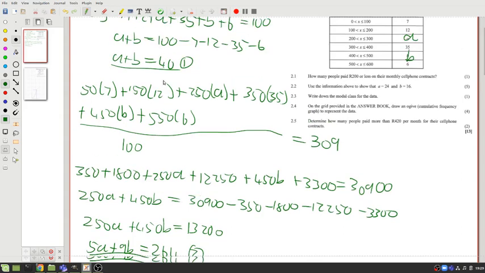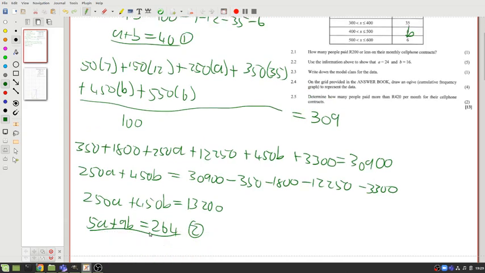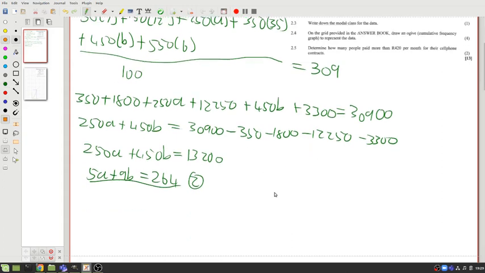So we've got one equation and another equation, and then we can solve them simultaneously. Let's do that in another color. Our first equation was A plus B equals 40. The other equation was 5A plus 9B equals 264.